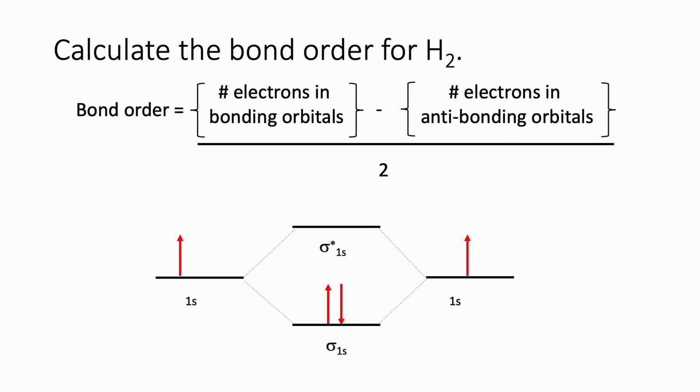Now let's do the same calculation for H2. Here we have 2 electrons in bonding orbitals, and we have no electrons in anti-bonding orbitals, so that equals 1 for our bond order. And if you go ahead and draw an electron dot structure for H2, you'll see that it does have 1 bond, which is one of the great things that molecular orbitals do. They predict exactly how many bonds we should have in our structures.